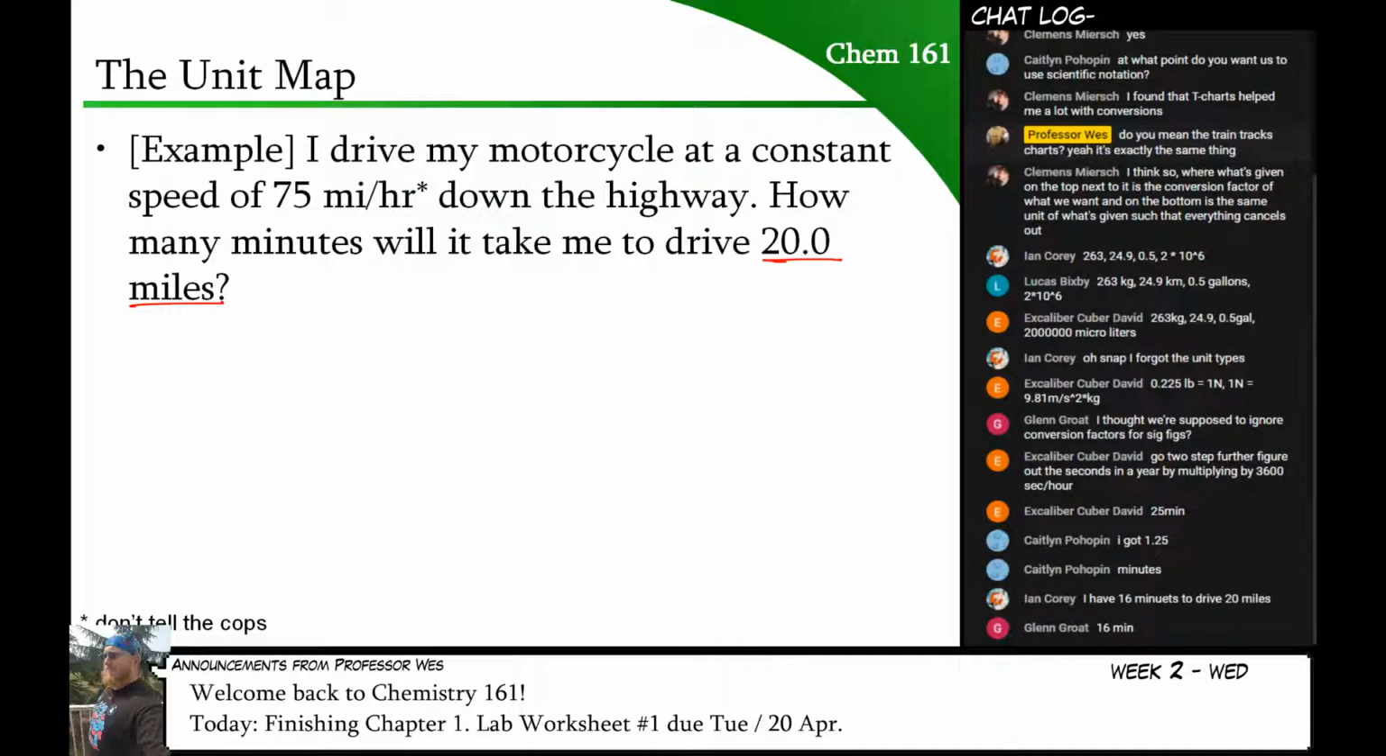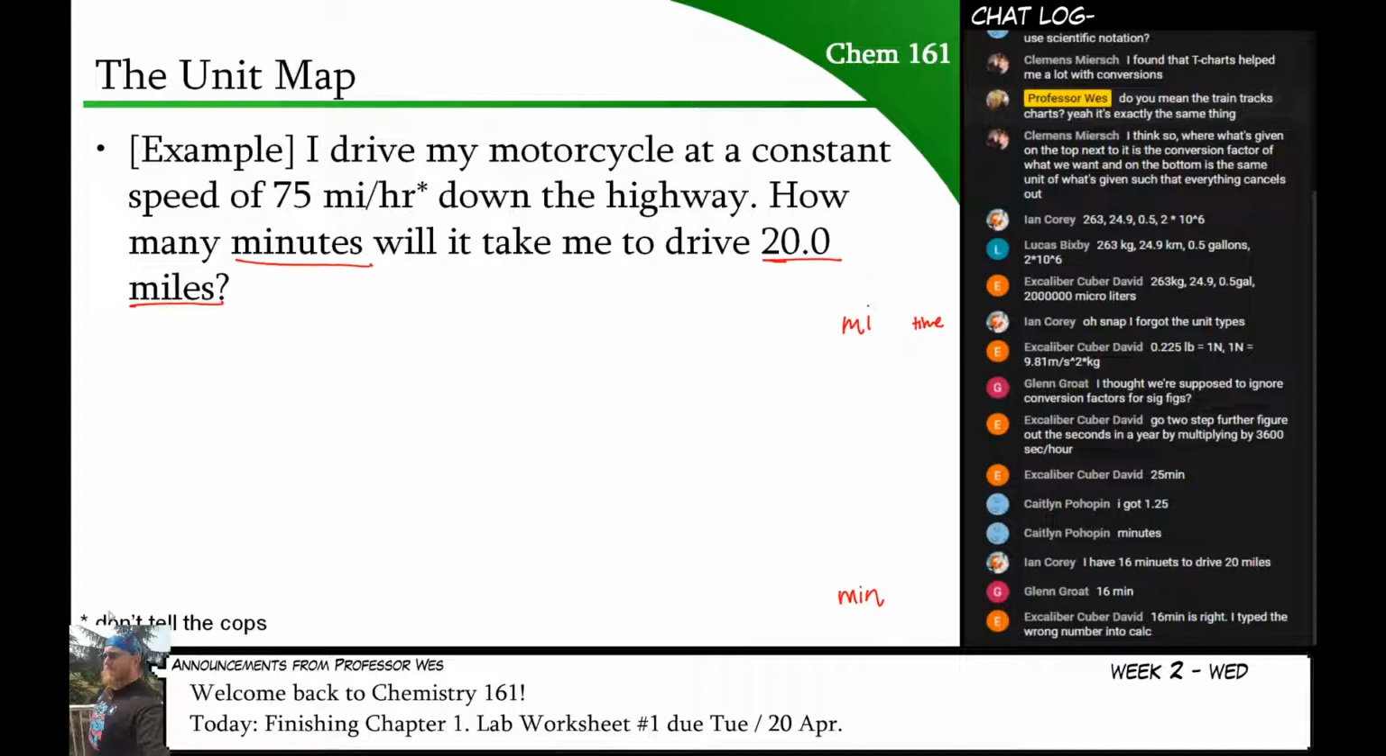All right, so let's do the same thing here. So I want to find how long it will take me in minutes to drive 20 miles. So my goal is to start with how far I'm going. And I need to figure out how many minutes it'll take me to get there. Well, this is a time. And, oops, this miles is not time. This is a distance. And this is a time. Those aren't the same units, so I'm going to need some sort of conversion to get from distance to time.